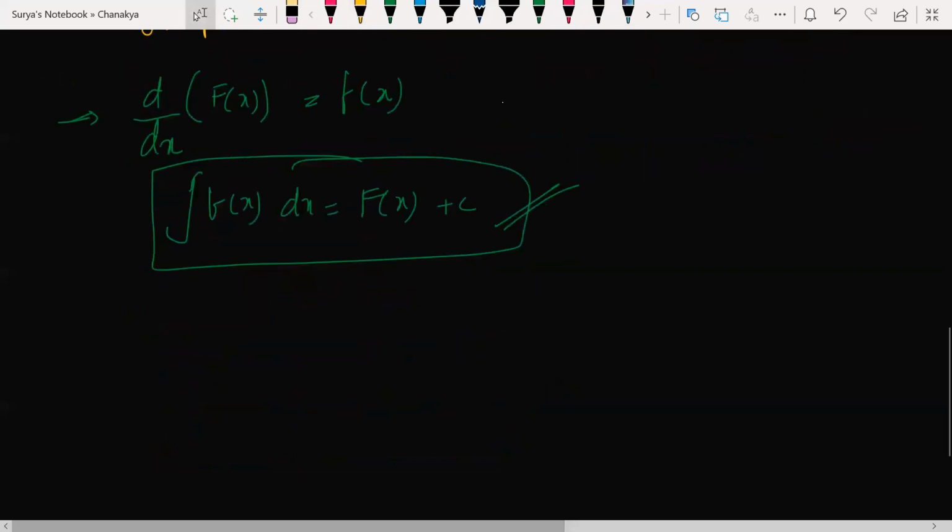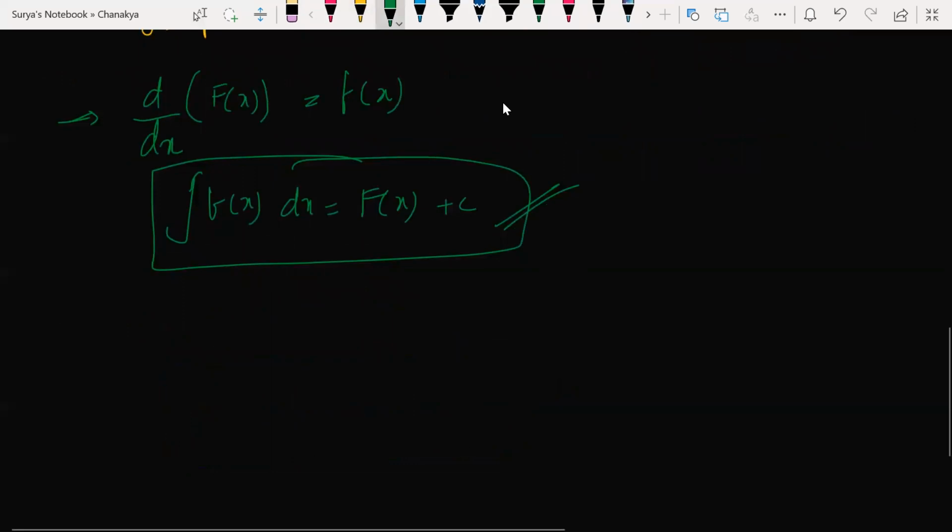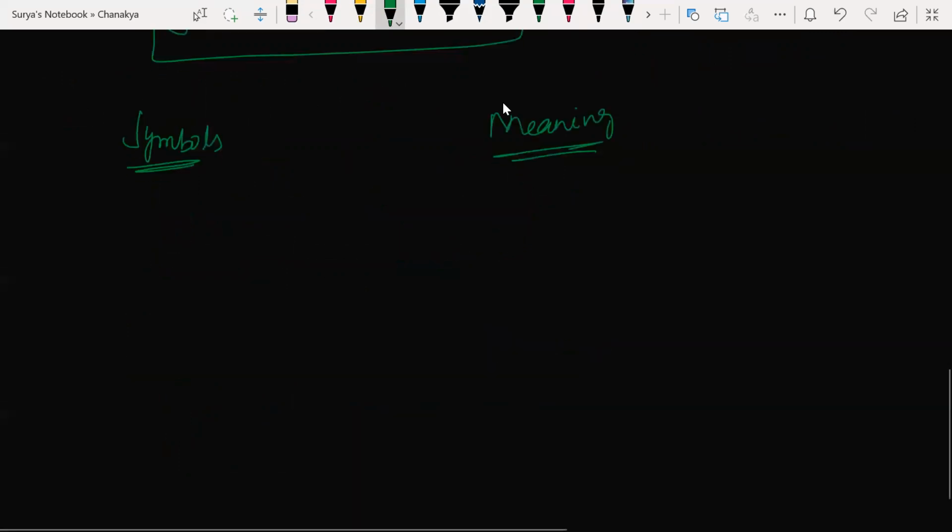First of all, what symbols do we have here, and what is the meaning of that? I'll give you, don't worry. You'll understand everything in the neatest manner. It is a very important topic. You have to concentrate very neatly and practice every day. So now, I just told you the integral of f of x dx. How do you read this? What is the meaning of this?